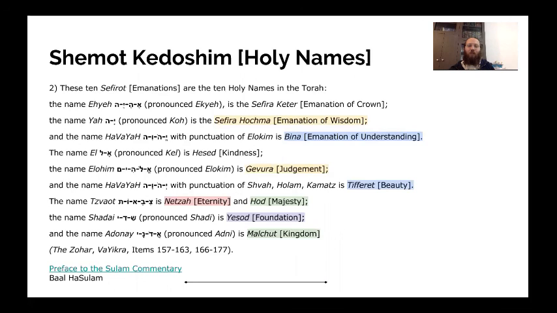Any questions before we finish this? Are there more names of God? I think I read somewhere there were like 72 or something, but I think there's more, but I don't know them right now. But in general, these are normally the names that are used.